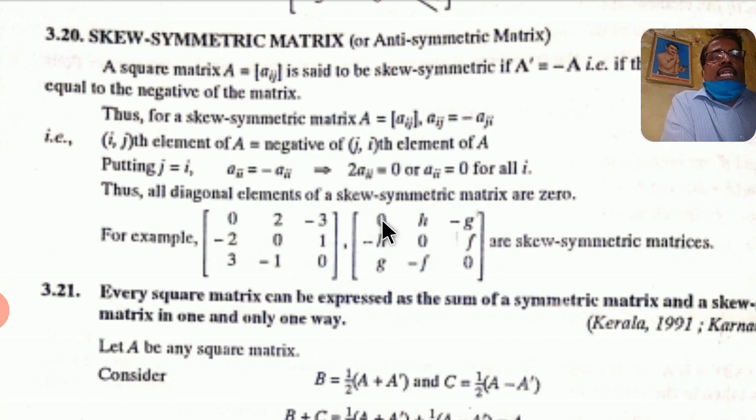Similarly, in this case, the diagonal elements are 0, and here we have H, and corresponding to this element we have -H. Here we have -G, but with the opposite sign here we have G. Here we have F, and here we have -F. So this is minus A. If the transpose of the matrix is equal to minus A, then it is called a skew symmetric matrix.